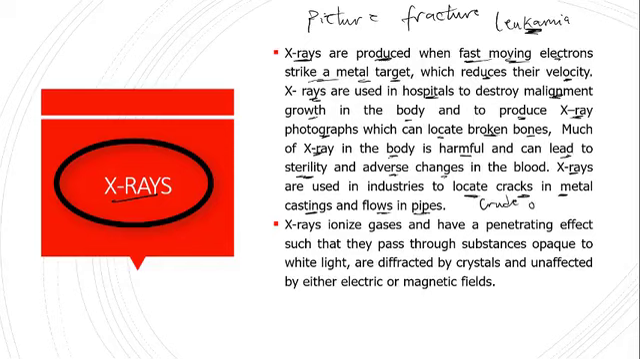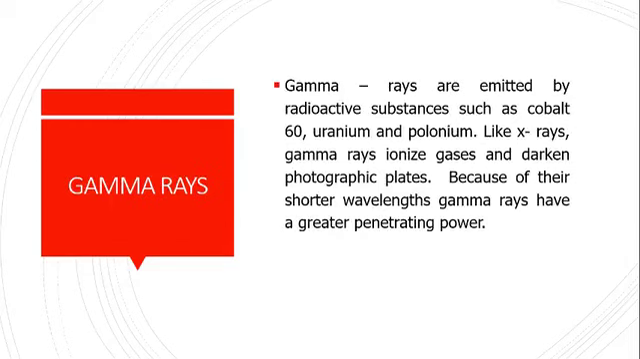Also, in industries, X-rays are used to locate cracks in metal castings and flaws in pipes, especially in the exploration of crude oil. Another importance of X-ray is that it ionizes gas and it has a penetrating effect such that they pass through substances that are opaque to white light. They are diffracted by crystals and they are not affected by either magnetic or electric fields. So that makes them very, very useful.